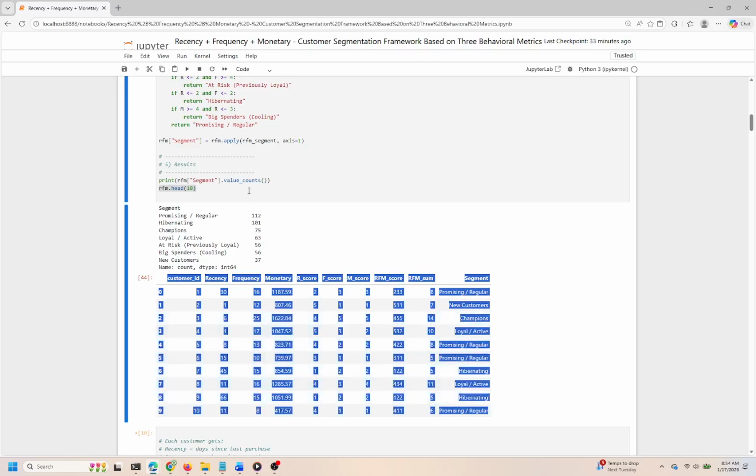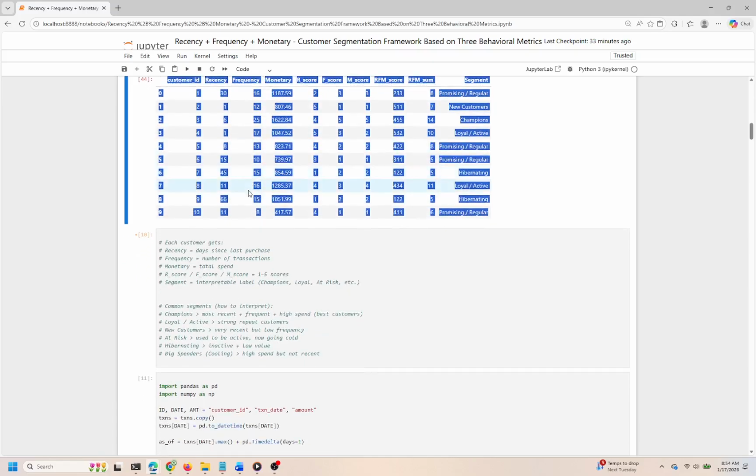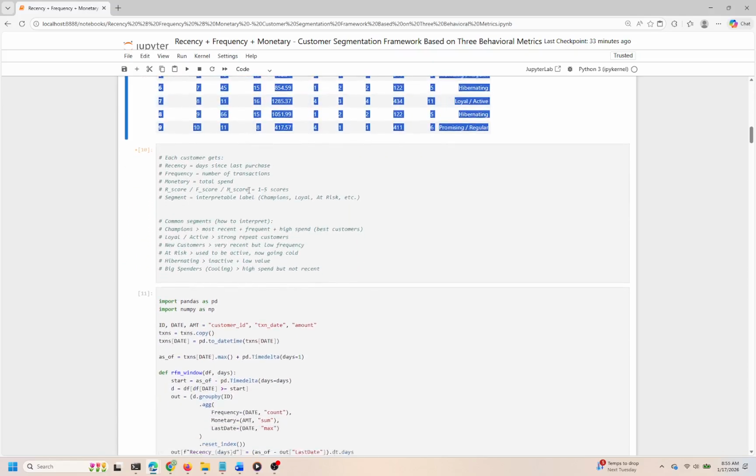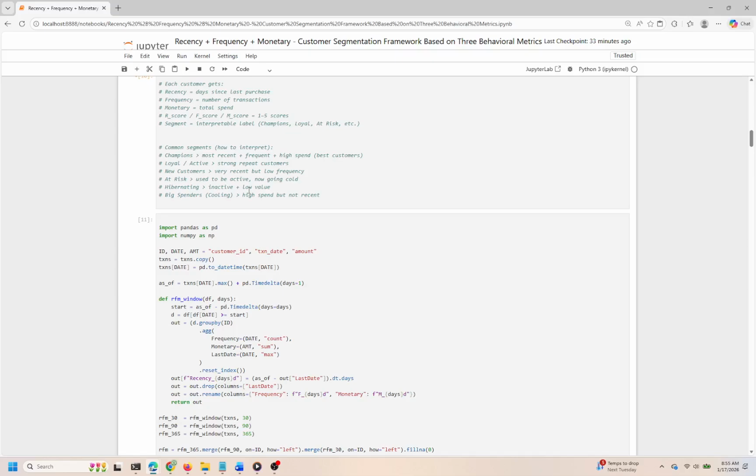Cell 4. In this cell, we're diving into the concept of customer segmentation, an essential part of understanding customer behavior and improving business strategy. By evaluating each customer's recency, frequency, and monetary value, we can categorize them into meaningful segments that guide marketing efforts and resource allocation. The cell outlines the foundational metrics used in this segmentation approach, starting with recency, which reflects the days since a customer's last interaction or purchase. This metric helps identify how engaged a customer currently is.